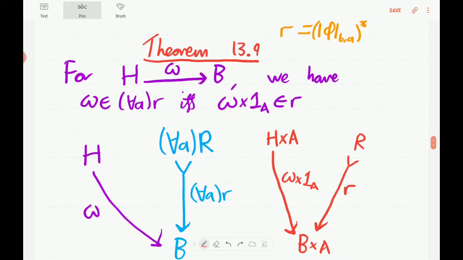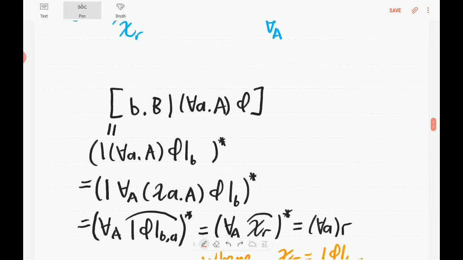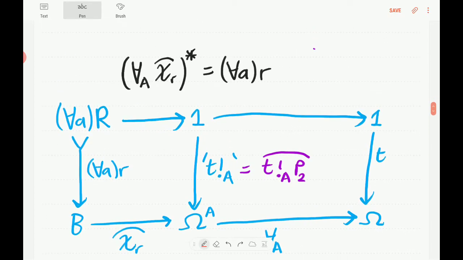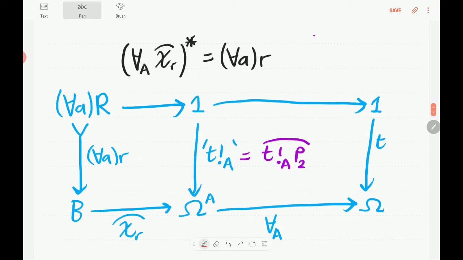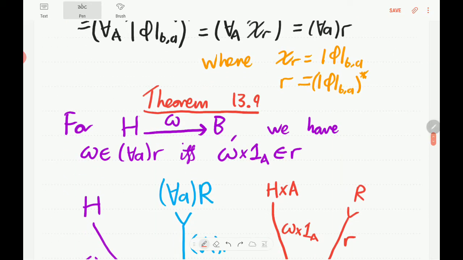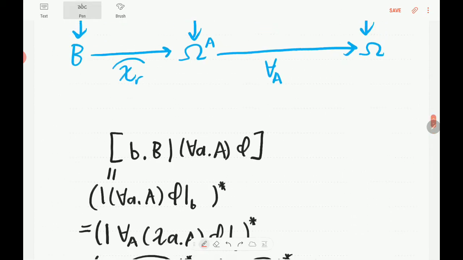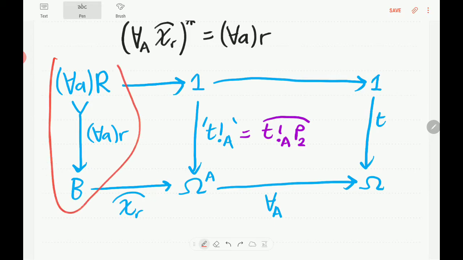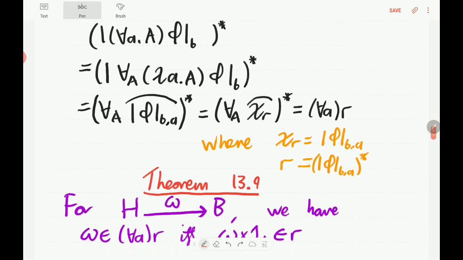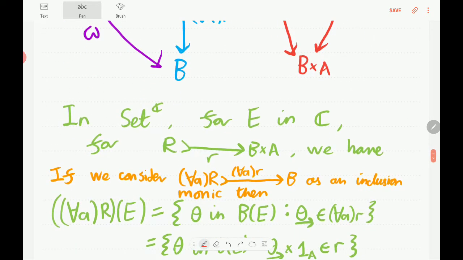So how can we use this result? Well, if we really wanted to understand this kind of thing in a category like set to the power of C, we can of course understand it as an inclusion monic, right? And so in that case, what we'd be interested in is for arrows that are coming from Hom functors, when are they going to be in this kind of subobject?